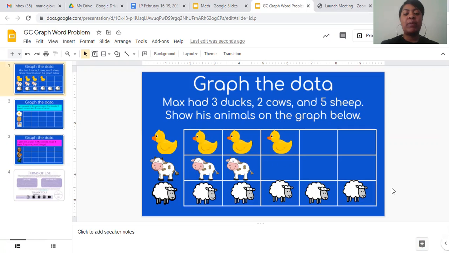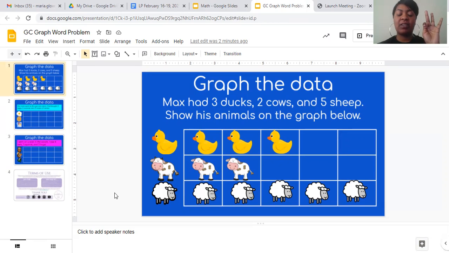How many more sheep are there than cows? How many more means I'm going to subtract. So I'm comparing 2 animals, the sheep and the cow. So those are the only 2 that I'm looking at. How many more sheep are there than cows? That's a subtraction sentence. 5 sheep minus how many cows? Minus 2. So 5 minus 2 is 3. There are 3 more sheep than cows.